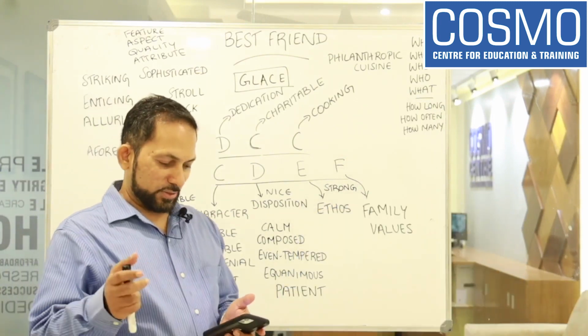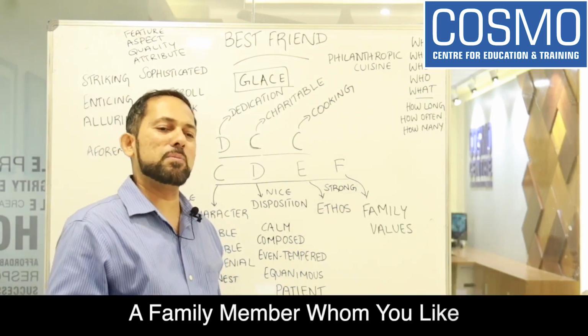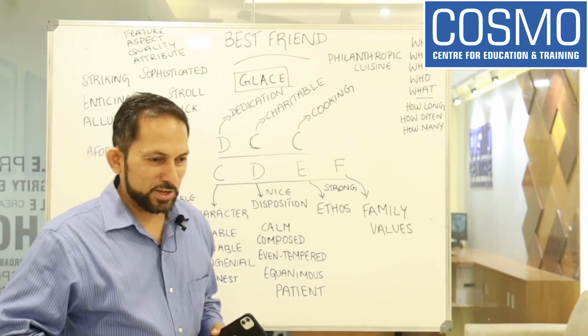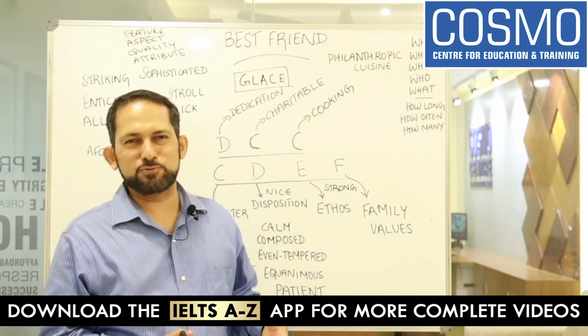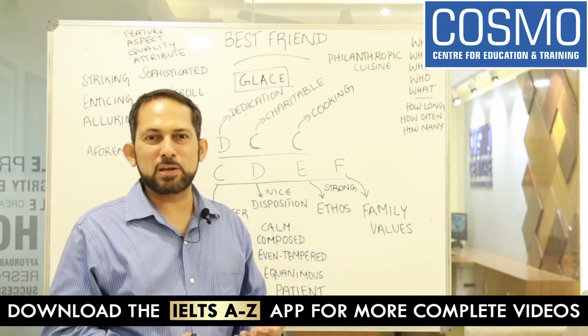Right, write down the next question. A family member whom you like. You can't say best friend here. Best friend is not your family. So you just have to come up with something else.